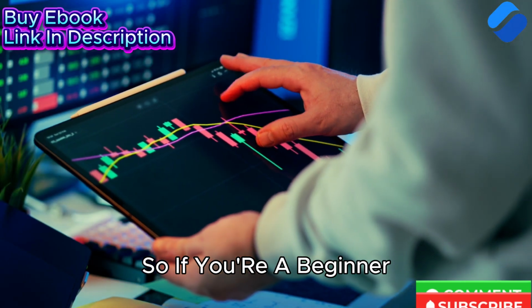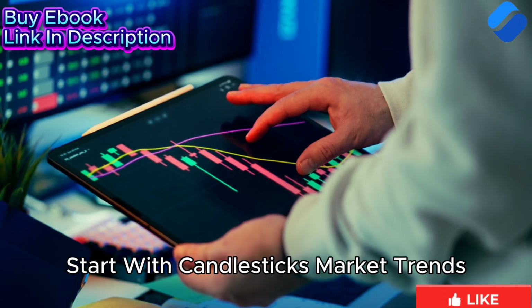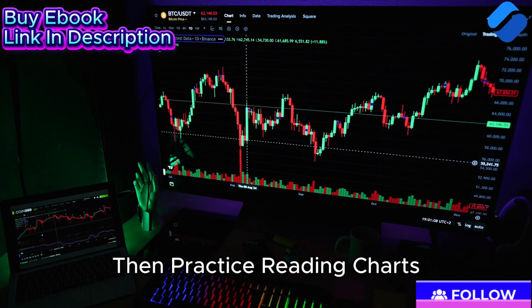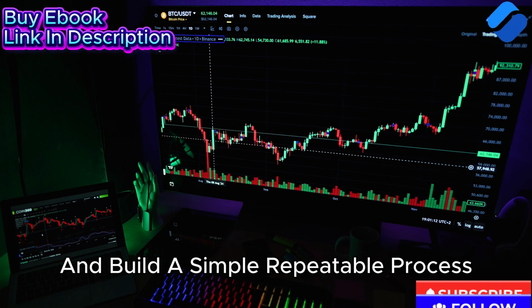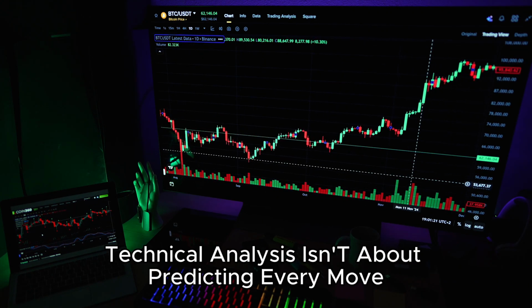So if you're a beginner, don't try to learn everything at once. Start with candlesticks, market trends, support and resistance, and basic volume analysis. Then practice reading charts and build a simple, repeatable process. Technical analysis isn't about predicting every move.